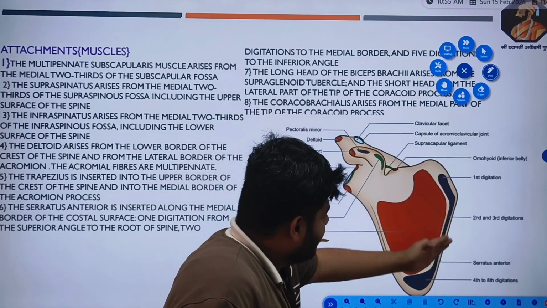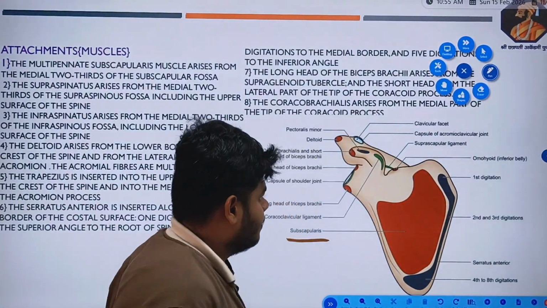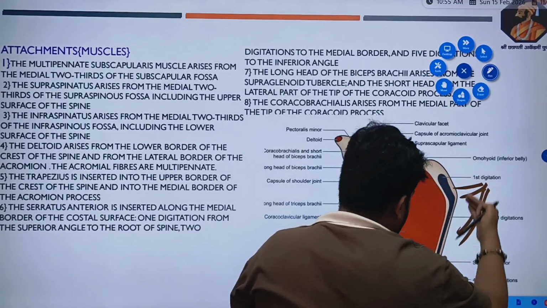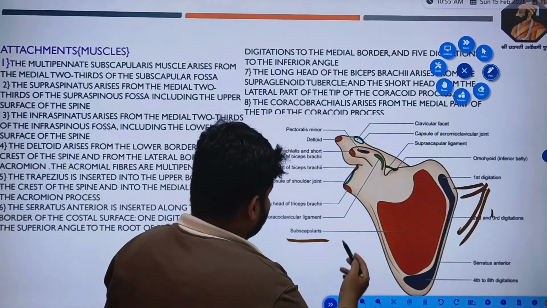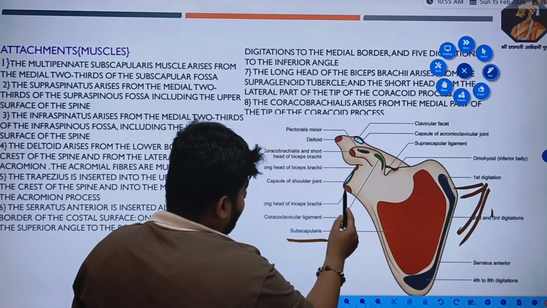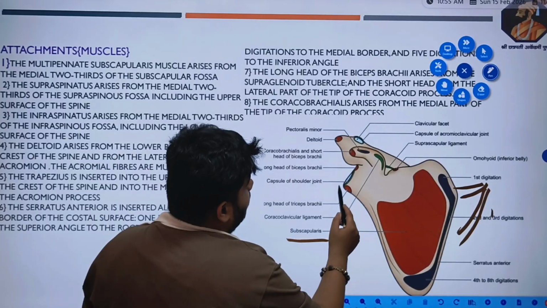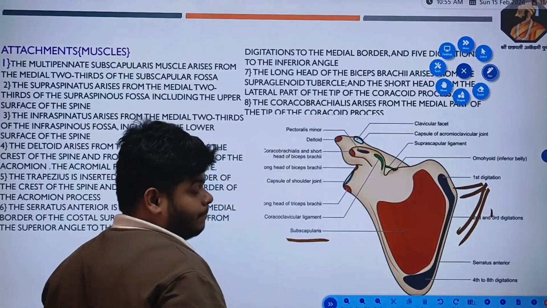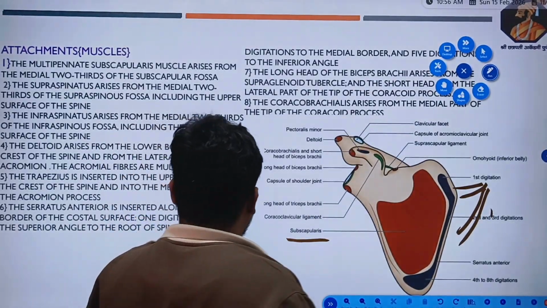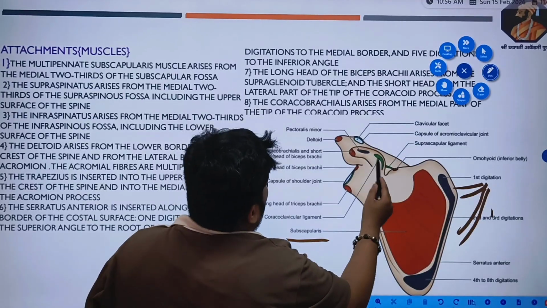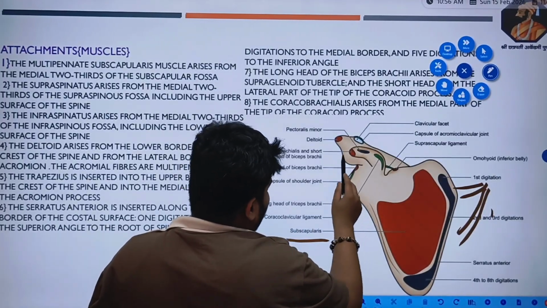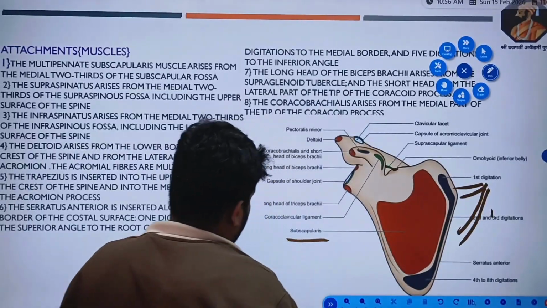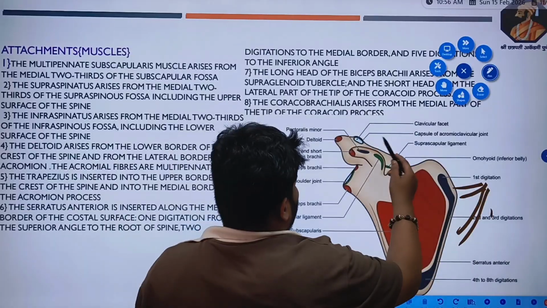Serratus anterior muscle is present anteriorly at the medial border, in digitations. Now here, as I said earlier, is the long head of triceps brachii at the infraglenoid tubercle, and the supraglenoid tubercle has the long head of biceps brachii. And at the tip of the coracoid process there is the origin of the coracobrachialis muscle and pectoralis minor muscle.